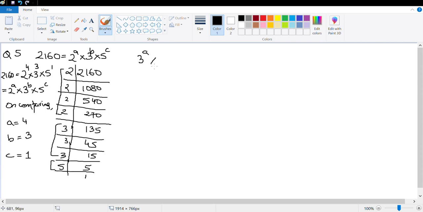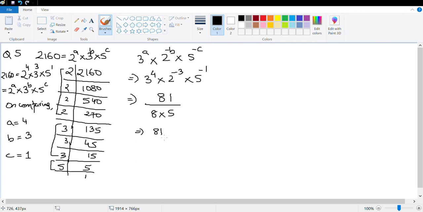So they want us to calculate 3 to the power a multiplied with 2 to the power negative b multiplied with 5 to the power negative c. So let's replace the value. So 3 to the power a is 4, multiplied with 2 to the power negative b, that's negative 3, multiplied with 5 to the power negative c, which is negative 1. So let's take things in the numerator and denominator. So 3 to the power 4, that's 9 and 9, 81 upon 2 cubed, that's 8 into 5, that's 81 upon 40. We need to write it in the simplest form. So that's 2, 1 upon 40. That's my final answer. Let's do one more question.